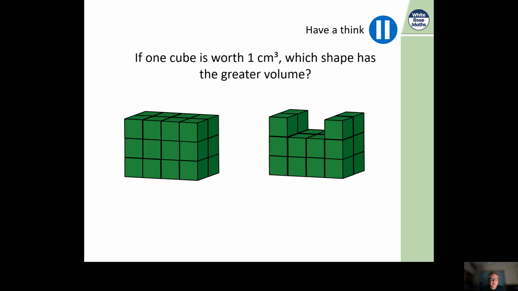Okay, let's see how you did. Now from inspection, 1, 2, 3 layers of 8. Now this also has 3 layers, but it has a gap here. So what would instinct tell you? If we're thinking about volume as the amount of space this 3-dimensional shape is taking up, you're drawn to this one.